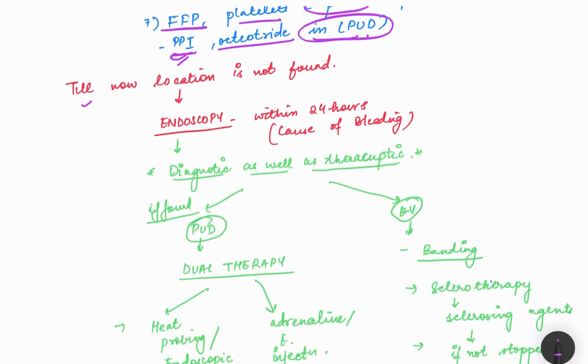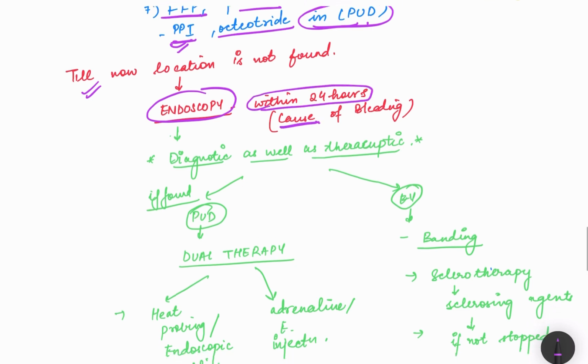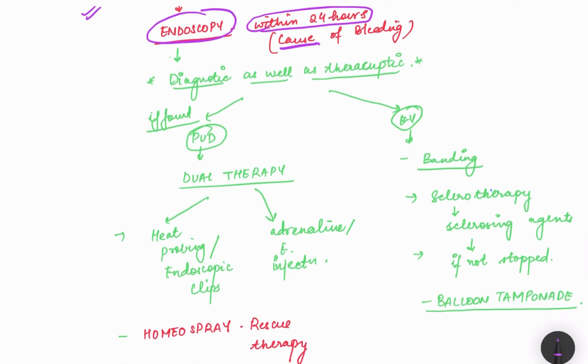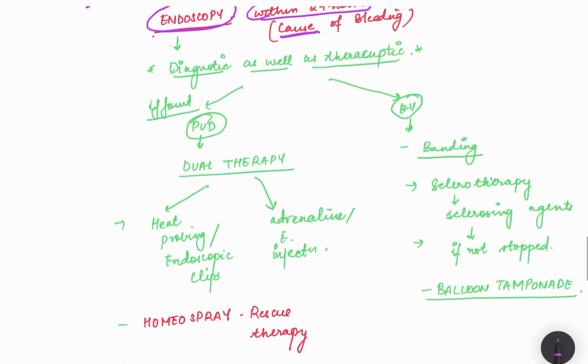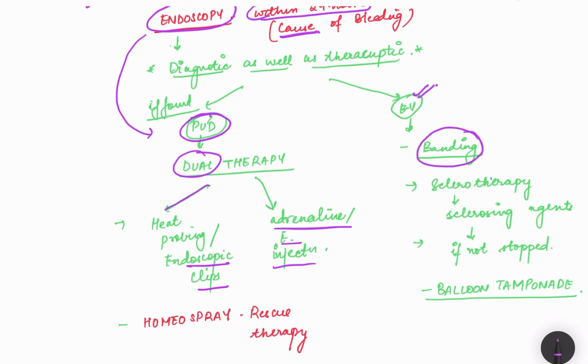bleeding. So for the location, we will do endoscopy, and we have to do endoscopy within 24 hours of the bleeding to identify the cause. Endoscopy is diagnostic as well as therapeutic. In endoscopy, if we find PUD, if the person is suffering from peptic ulcer disease, we will provide dual therapy like heat probing, endoscopic clips, and adrenaline injection. And if it is esophageal varices, we will provide banding. We will provide sclerotherapy with the help of sclerosing agents.